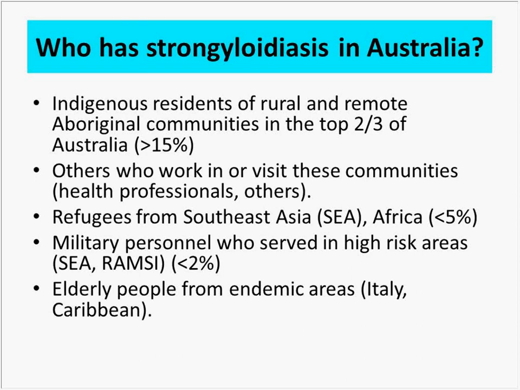It's in refugees from Southeast Asia and from Africa, probably at less than 5%. Personnel who served in high-risk areas, the Vietnam vets, are getting to about my age, and they've got about 1% still. We also detected it in RAMSI personnel in the Solomon Islands. Then you get occasional cases of people coming from Europe, for example old Italians, who turn up with strongyloidiasis and they're beyond treatment and it's out of control.